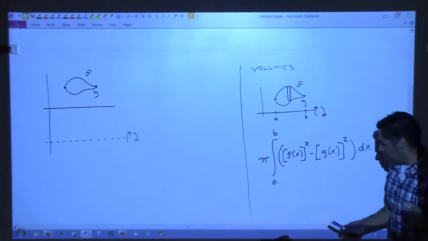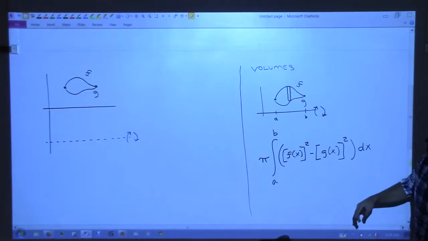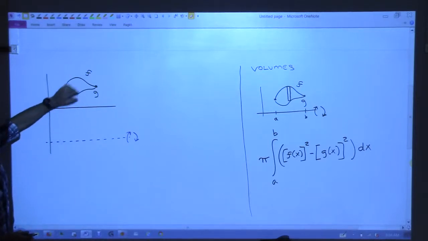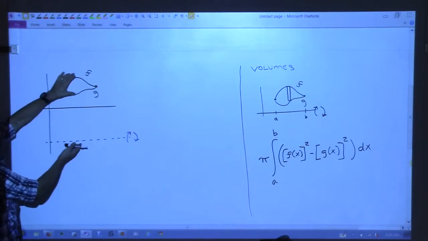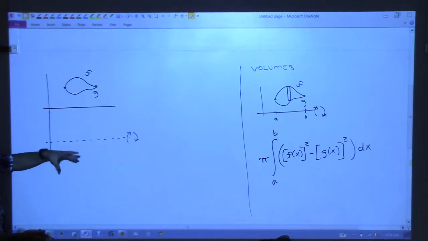So let's just first get the first thing out of the way. Will you have the same volume? If I take this and wrap it around the x-axis, right, is that going to give me the same volume as taking this and wrapping it around this axis? Yes? No? I'm hearing.